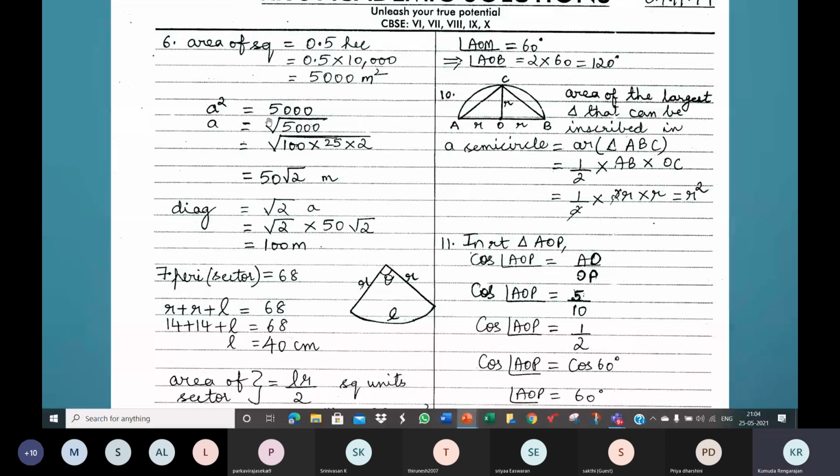So here, 100 meters. Somebody said 100 meters. I think Arna, correct? Yes, ma'am.